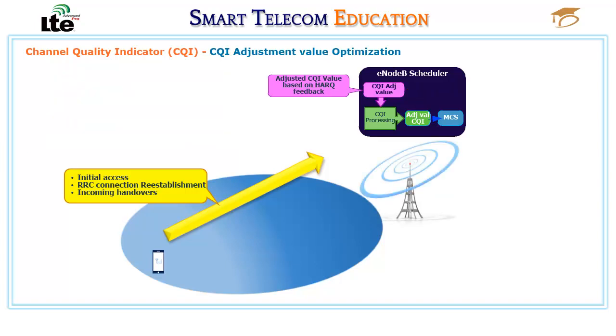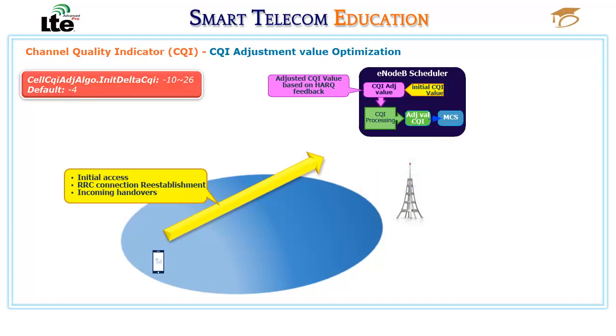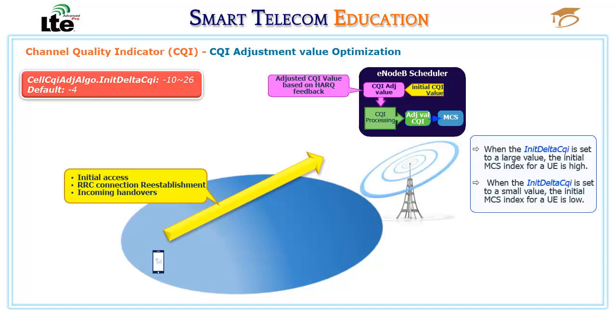In FDD, the initial CQI adjustment value for UEs during initial access, RRC connection reestablishment, or incoming handovers is specified by the initial delta CQI option of the CQI adjustment algo switch parameter. When the initial delta CQI parameter is set to a large value, the initial MCS index for a UE is high, which may lead to a high block error rate. If this parameter is set to a small value, the initial MCS index for a UE is low.